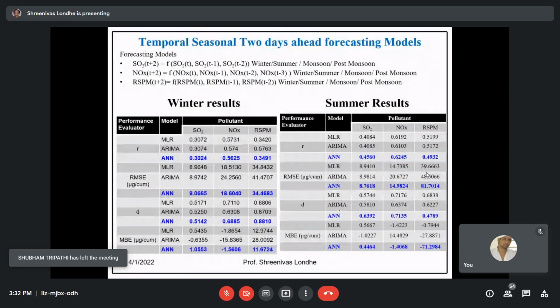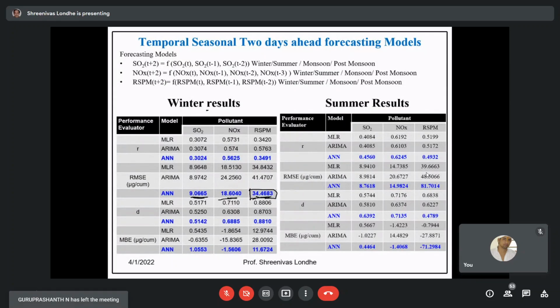Okay, now this was the visual representation, but what about the error measures? Just check out here the winter results and the summer results. I'll just talk about one of them, and I'll talk about RMSE for that matter. You see the RMSE values, 9.06, 18.60 and 34. For RSPM it's quite high as compared to others, and this is because of the non-prediction of higher values. Your RMSE values also increase. You can see a similar trend in summer results as well.